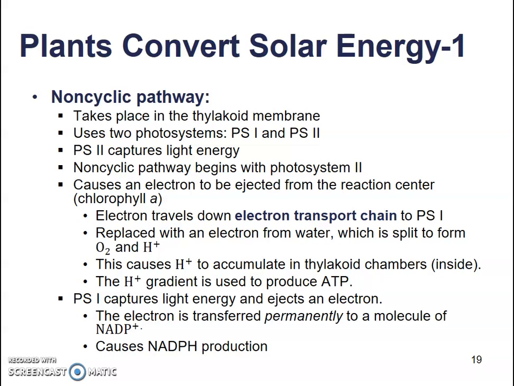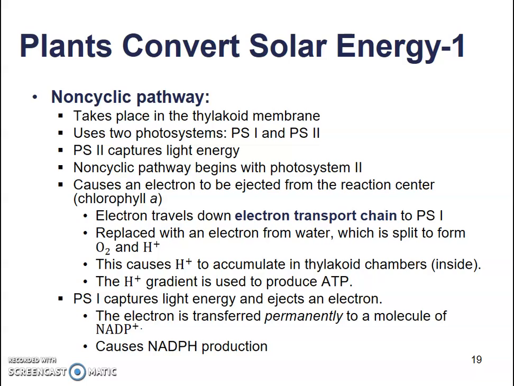It causes an electron to be ejected from the reaction center, which is the chlorophyll A, and that electron travels down the electron transport chain to photosystem 1. It replaces an electron from water, which is split to form oxygen gas and hydrogen ions. And this causes the hydrogen ions to accumulate inside the thylakoid. Right, the O2 is ejected because the plant doesn't need it.